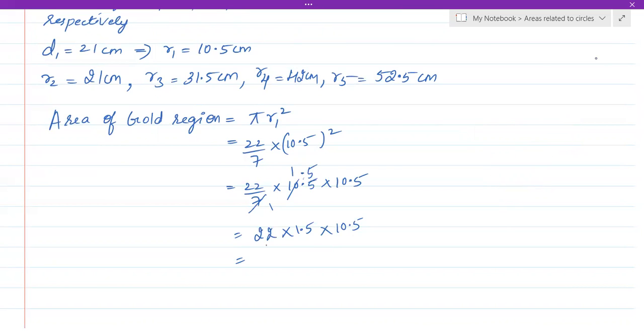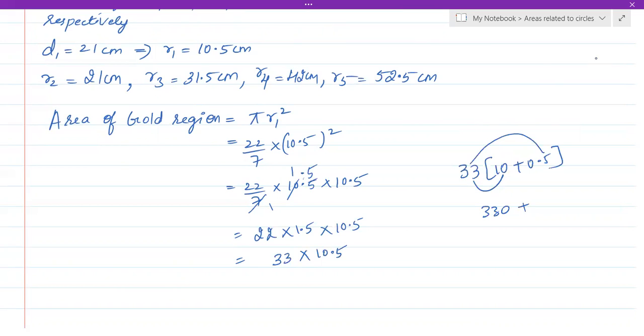So if you multiply 22 and 1.5, how much do you get? You will get 33. Now 33 into 10.5, same logic. 33 into 10.5 can be written as 10 plus 0.5, isn't it? 33 into 10 is 330.